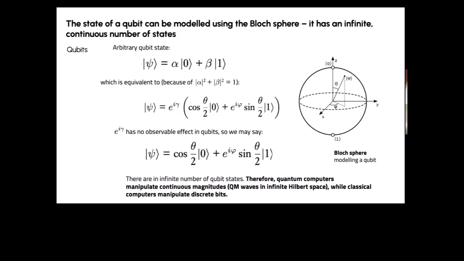Because there are an infinite number of qubit states, quantum computers manipulate continuous magnitudes. They manipulate quantum mechanical waves in an infinite Hilbert space, while classical computers manipulate discrete bits. This is the fundamental reason why quantum computers have the potential to be much faster than classical computers. However, it's much harder to manipulate a continuous magnitude than a classical discrete bit, which can only take values of 0 and 1. This is super important to understand.